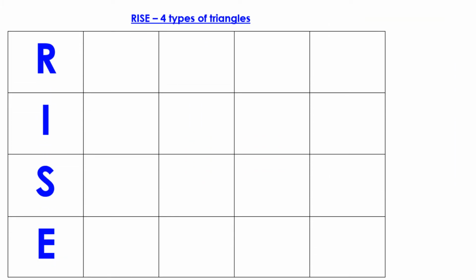This is the table that you are going to be filling out today as you look through the video. So we are using the word RISE to help us remember the four types of triangles. As you go through the video, fill out this sheet, or you can wait till the end and do that, whatever is easy for you.